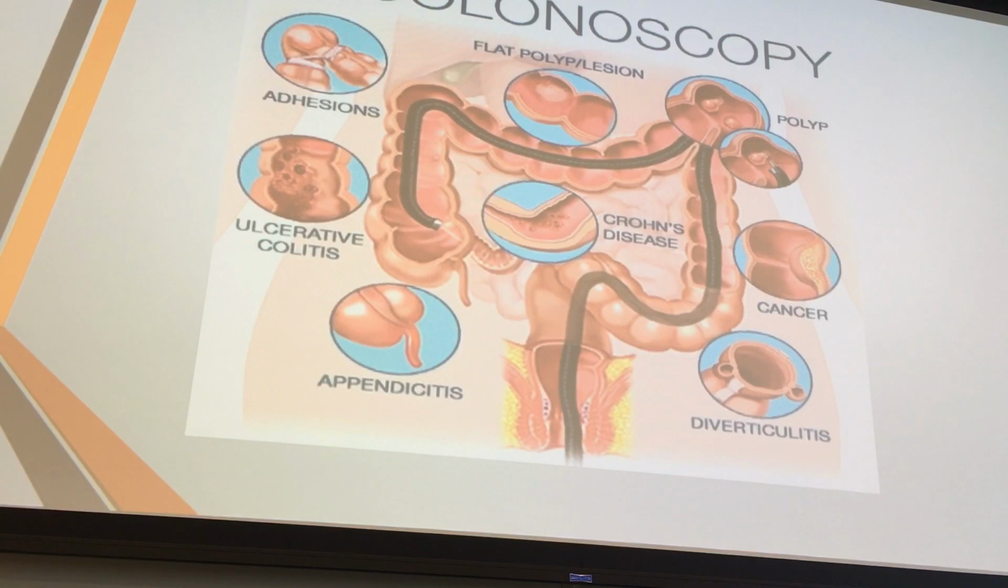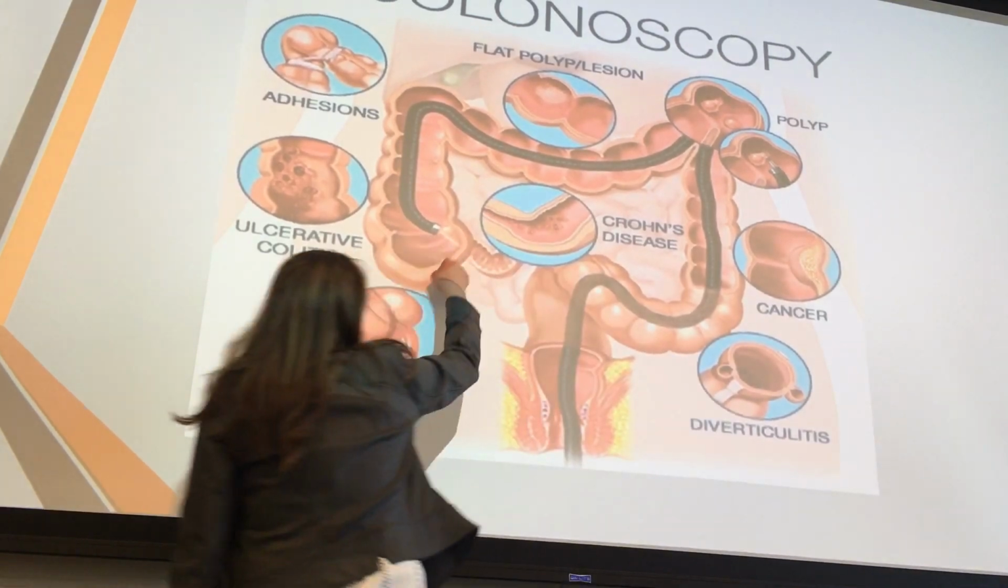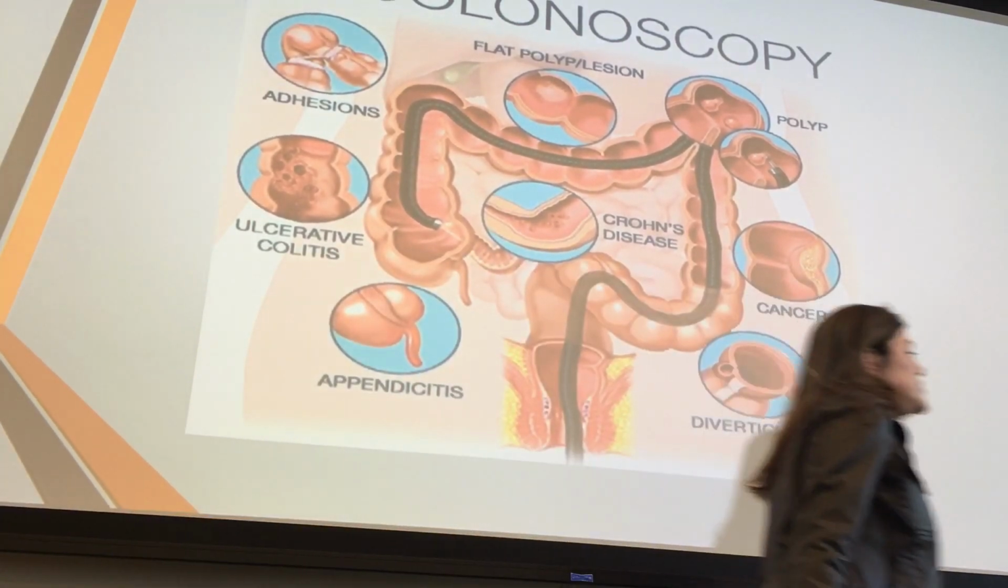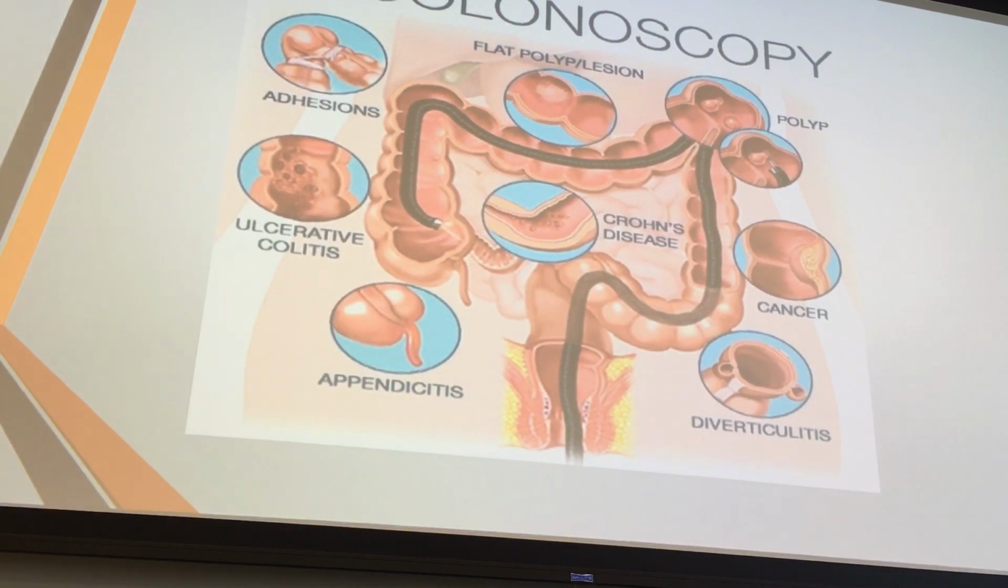But anyway, as you can see, there's all different kinds of things that they can recognize in a colonoscopy. They usually just go to the cecum, by the way, which is this little part right here. As you can see, they go through the rectum here, and then they stop here, right at the cecum. They don't go to the small intestine because it's too tortuous. It has too many twists and turns.